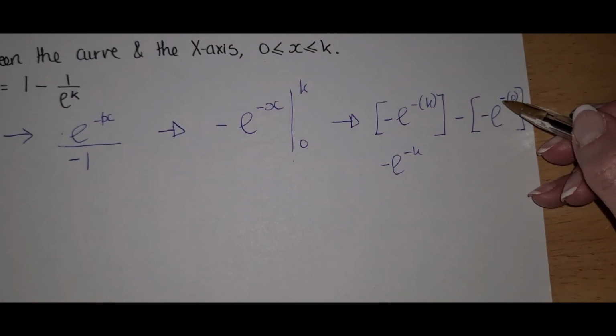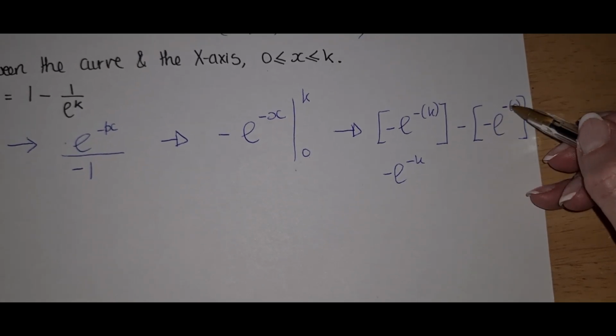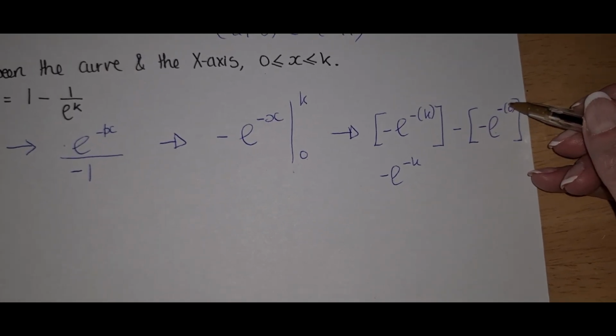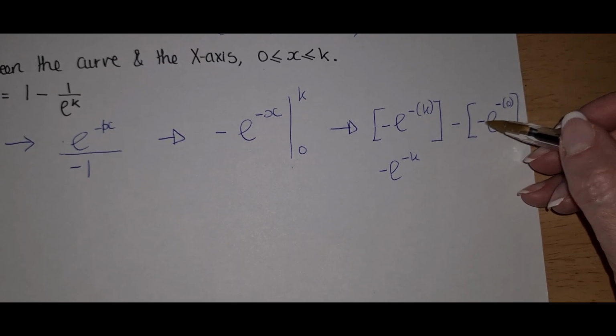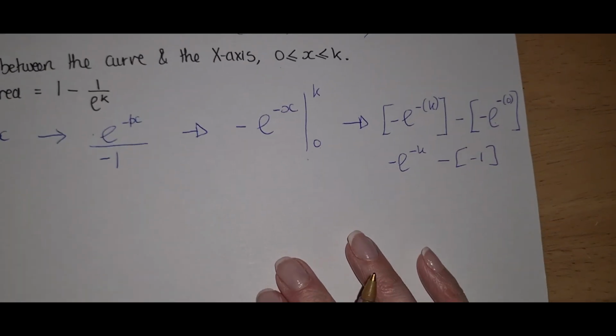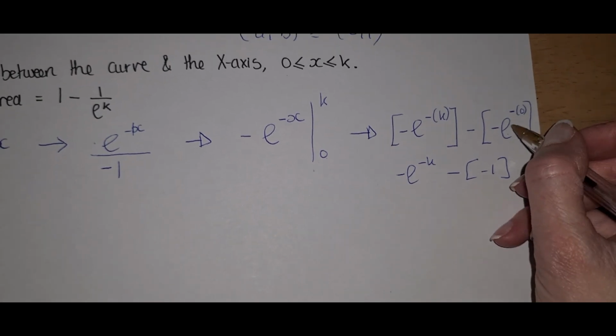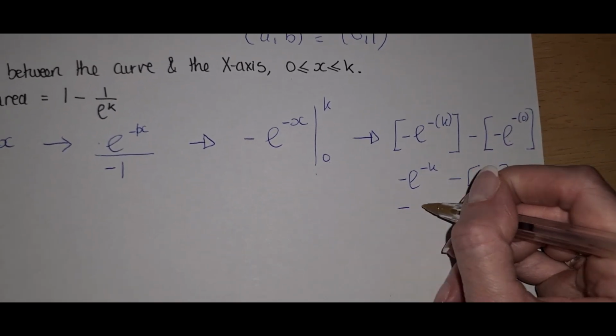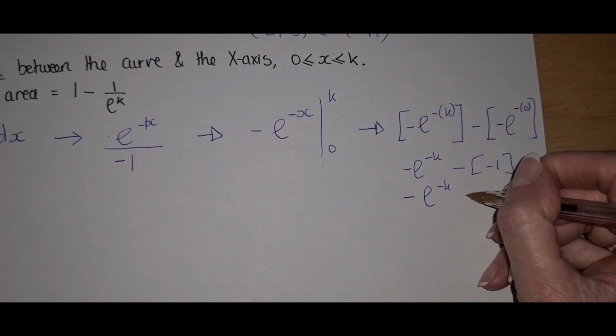Then here, that's just going to be 0. So that's minus e to the power of 0. E to the power of 0 is just 1. So this square bracket becomes minus 1. A minus by a minus is a plus. Okay. So we change the sign. So it's going to be minus e to the power of minus k plus 1.